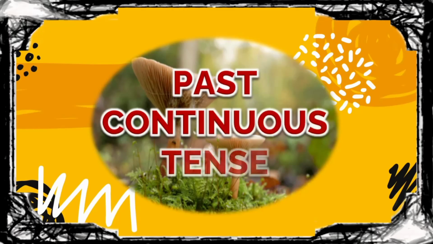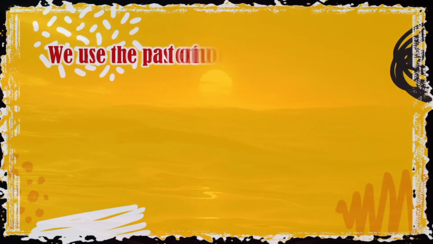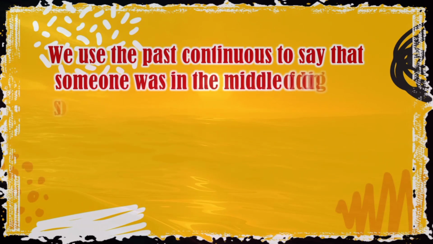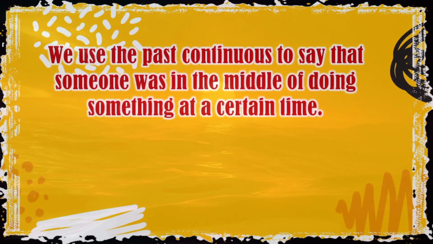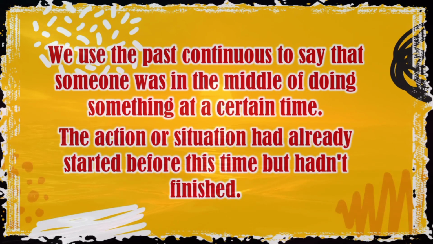Past continuous tense. We use the past continuous to say that someone was in the middle of doing something at a certain time. The action or situation had already started before this time, but hadn't finished.